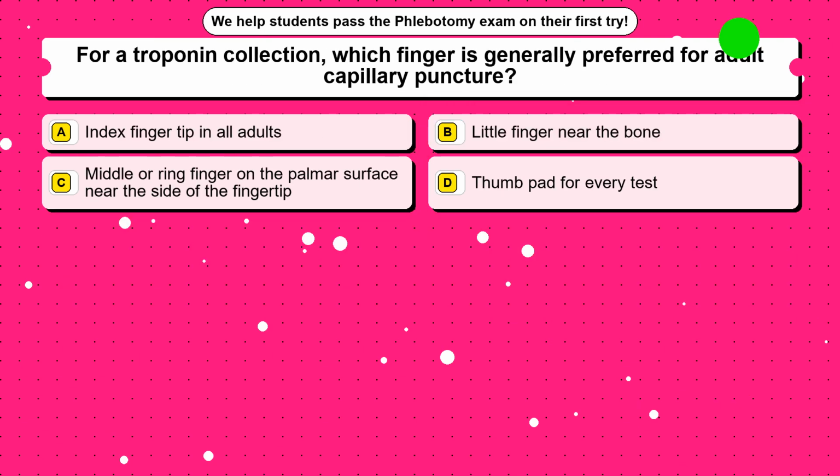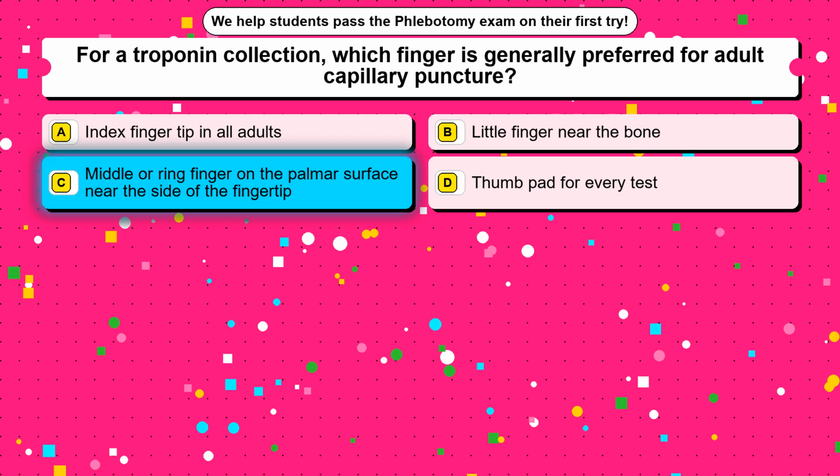Question 78. For a troponin collection, which finger is generally preferred for adult capillary puncture? Option A. Index fingertip in all adults. Option B. Little finger near the bone. Option C. Middle or ring finger on the palmar surface near the side of the fingertip. Option D. Thumb pad for every test.